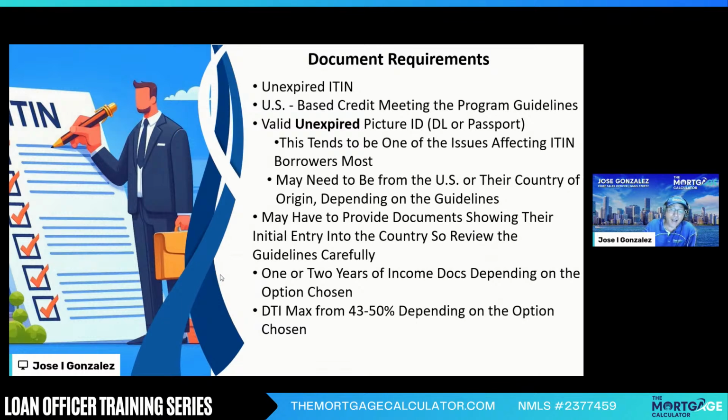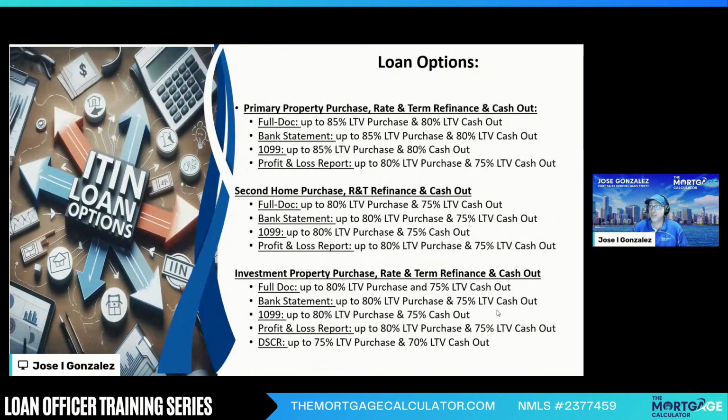Now, depending on the income type, right? Depending if you're going full doc or bank statement, P&L, 1099, or DSCR, because we have all of those income types for ITIN borrowers, I'll let you know. So depending on that is what income docs you're going to present or not have to present if it's DSCR, and it could be a 1 or 2 year option depending on the program selected. DTI requirements are anywhere from 43 to 50% depending on the ITIN option chosen, because again, like I always like to mention, all program guidelines are specific to the investor.